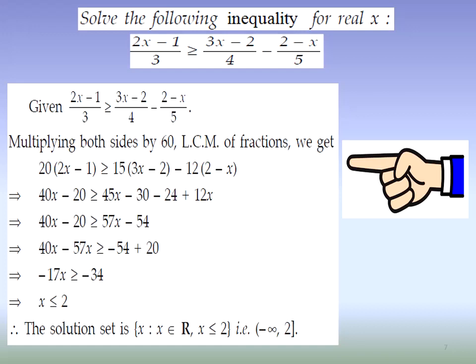Now using the same method that we have already applied in the last sum, we can easily calculate that x is less than or equal to 2. Now x is less than or equal to 2, and it's given x is real. So how to write the solution set? X such that x belongs to R, where x is less than or equal to 2. So this is set builder form.